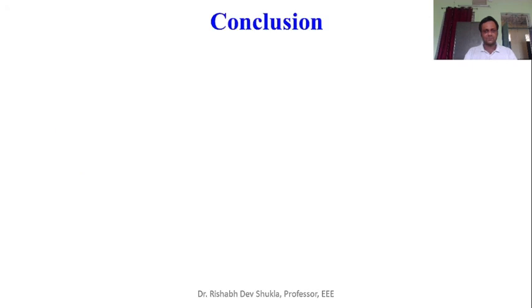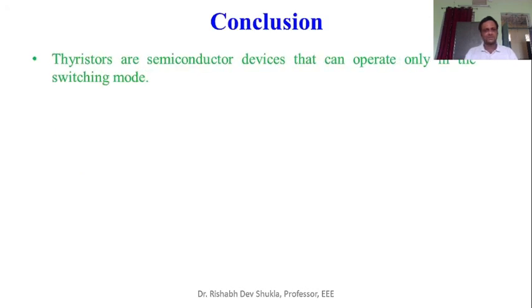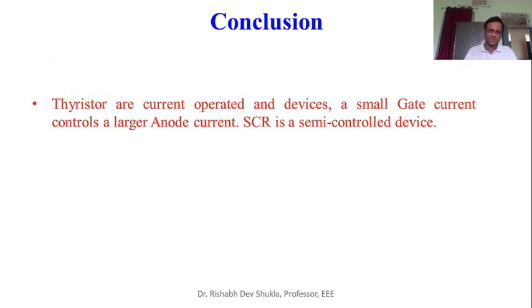Okay, moving forward. Coming to the conclusion, thyristors are semiconductor devices that can operate only in the switching mode. Thyristors are current operated devices. Here, a small gate current can control a large anode current. Also, SCR is a semi-controlled device because we can control its turn on. We do not have control over its turn off. For the turn off, it will require a separate commutation circuitry.